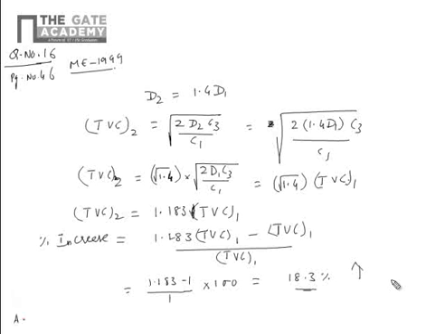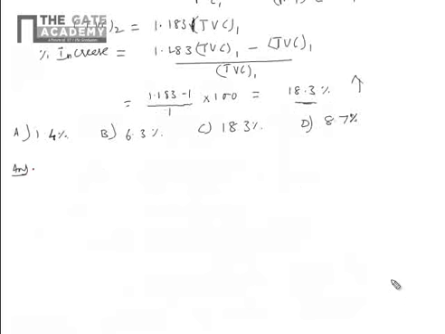Answer options: A is 1.4%, B is 6.3%, C is 18.3%, D is 8.7%. So answer is C. So most of the time answers are coming as C. Maybe some reason is there.